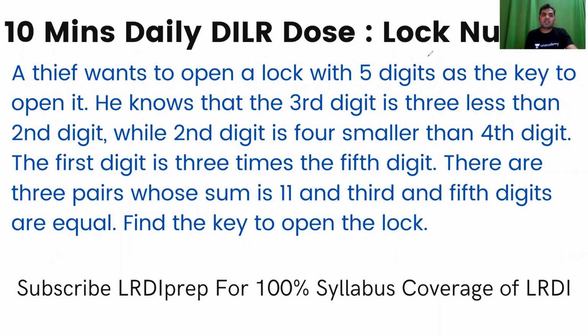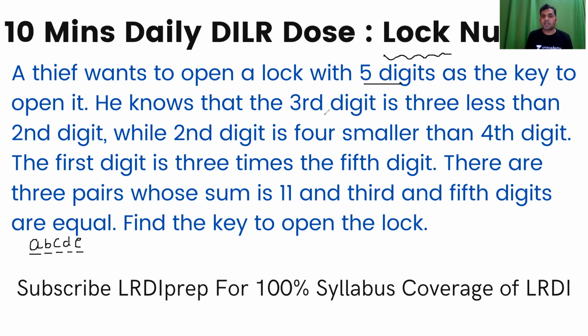Here in this video, we are going to do a puzzle where we are supposed to find out the value of a lock number. Let's quickly go through the instruction part. It says a thief wants to open a lock with 5 digits as a key to open it. So there's a 5-digit lock, right? So let's say A, B, C, D, E represent the 5-digit lock where every letter A, B, C, D, E is representing a single digit number.